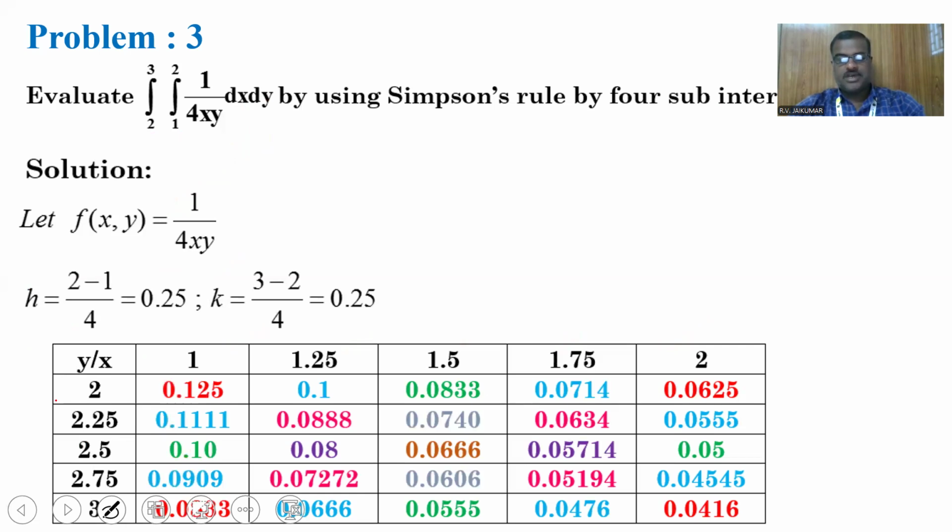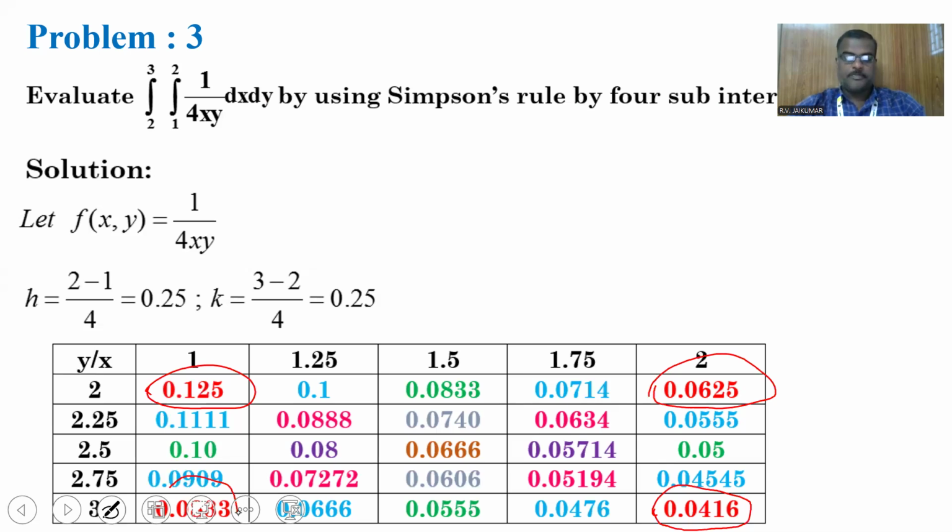The first term is always the corner values, the sum of the values of f at the 4 corners. What are the corner values? Red color indicates the corner values. Okay, first term completed, right?